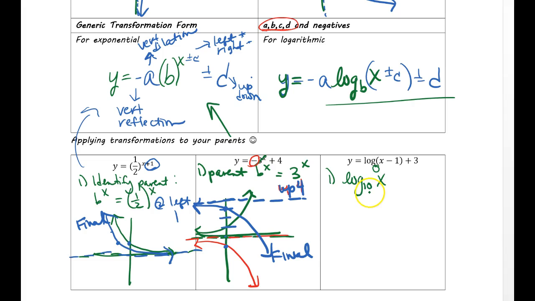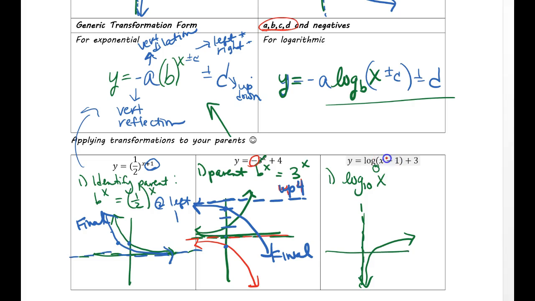Now, if 10 is the b, that means it's bigger than 1. So when you look above, everybody look above to those 4 parent functions at the top. Which of the 4 do I need to start with? I think it's going to be the one in the lower left. It's going to be the logarithmic growth. So it's going to look something like that, okay? So we're going to start with this general shape and then look at what other stuff is done to it, okay?